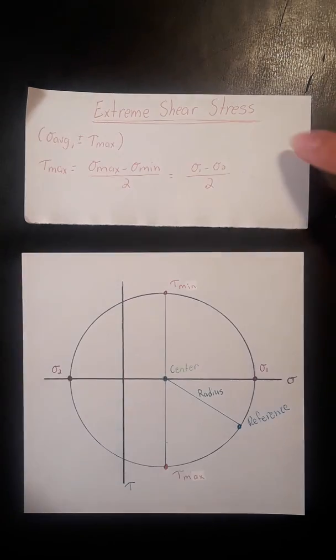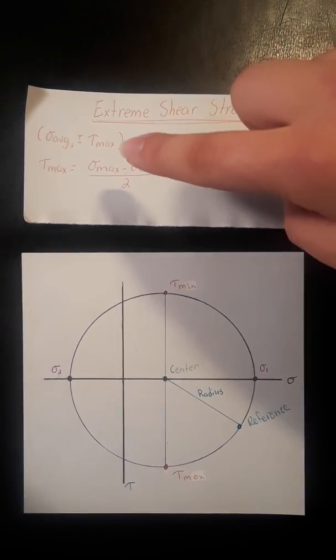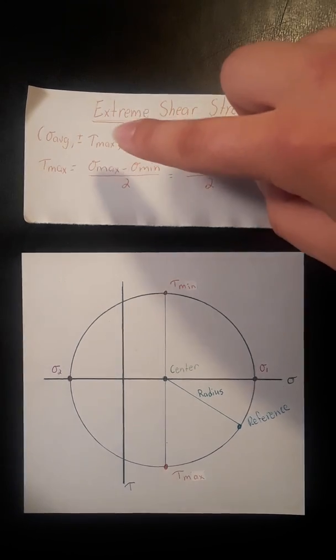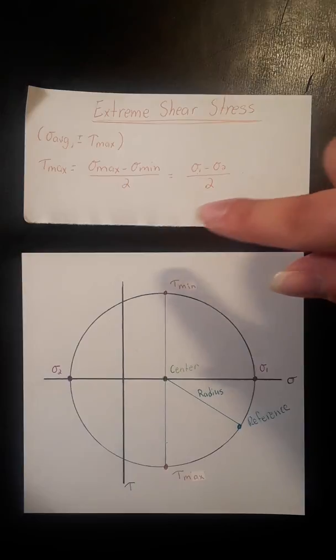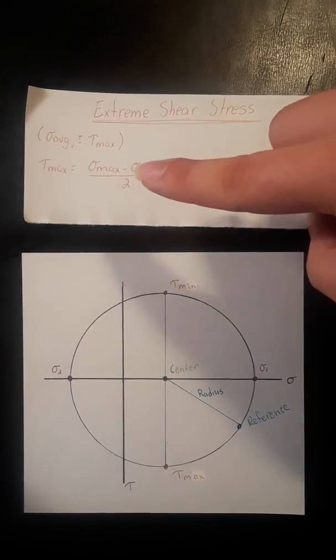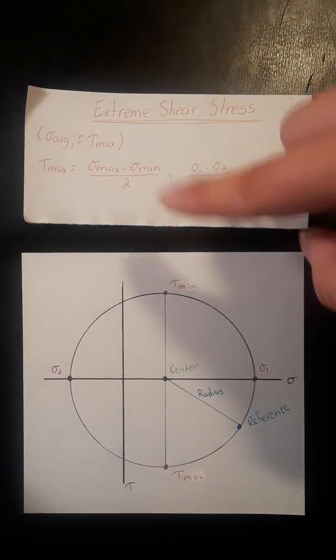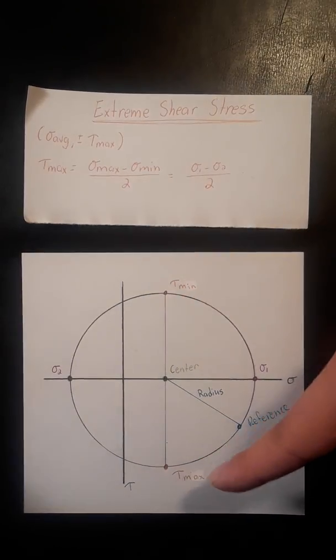For the extreme shear stress, it's going to be the average stress plus or minus the maximum shear stress. So the equation to find that is you're going to take your principal stresses and divide by 2. So you're going to do the maximum minus the minimum, divide by 2, and you'll have your value there for the minimum and your value there for the maximum.